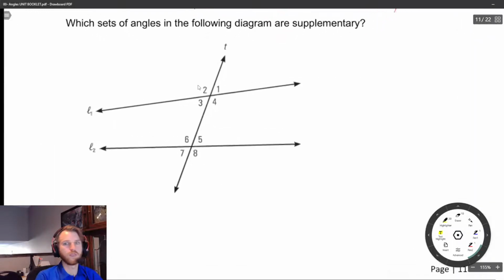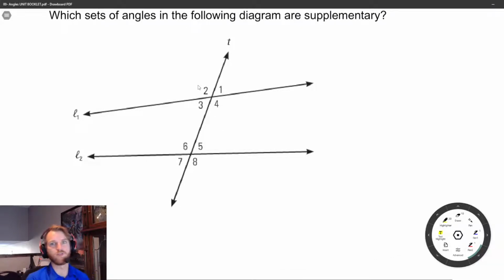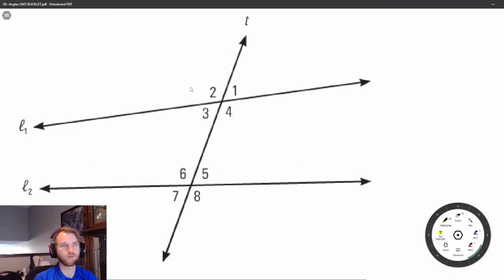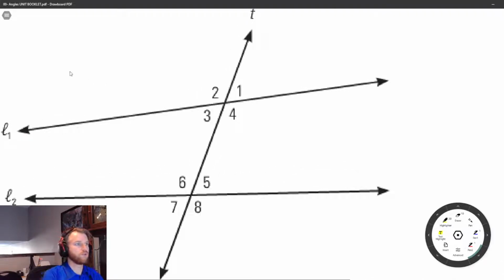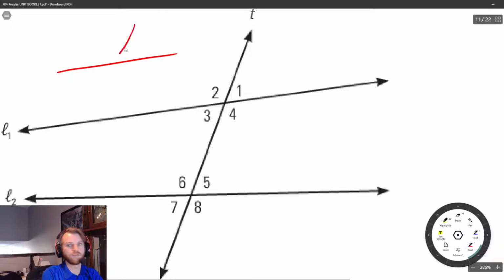Okay, so this says which sets of angles in the following diagram are supplementary. I'm not going to list out every single pair, but I'm going to show you how this works. Supplementary angles are when we have a straight line that's being split somehow. That means that supplementary angles add up to 180. So this is when this angle and this angle together make 180. So it's asking which of the pairs of angles add up to 180? Well, anywhere we can find a straight line that's being split in two, that is going to be a supplementary angle.